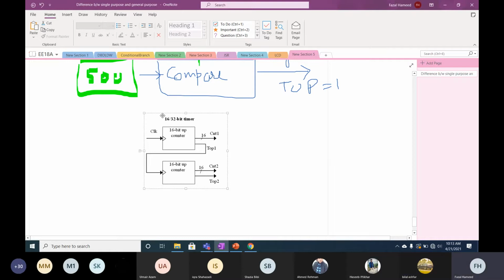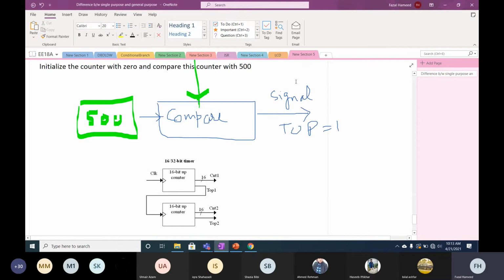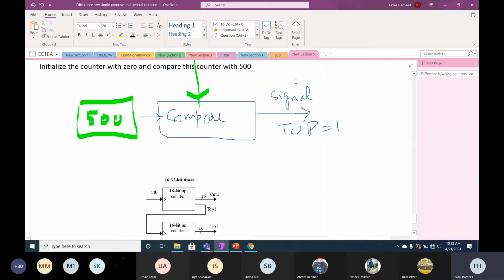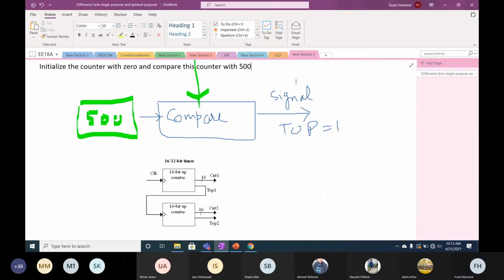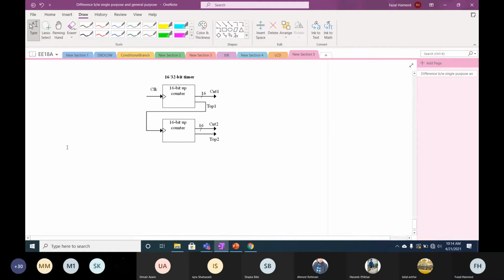If you see the structure, how many counters have been used in the above figure? How many counters have been used? Two. Two counters have been used. And what is the size of each counter? 16 bits. So there are two counters.